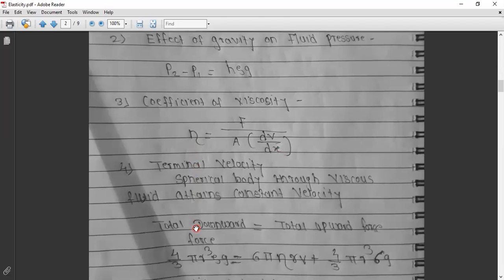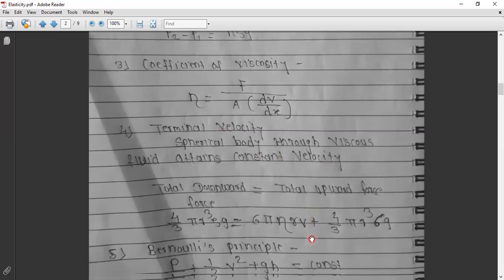Next concept, that is the terminal velocity. What is meant by terminal velocity? When any spherical body passes through the liquid, it experiences some viscous force in the motion of this body, and initially the velocity of the body continuously changes, but after some time the velocity of this spherical body through this liquid remains constant, and this velocity is known as terminal velocity.